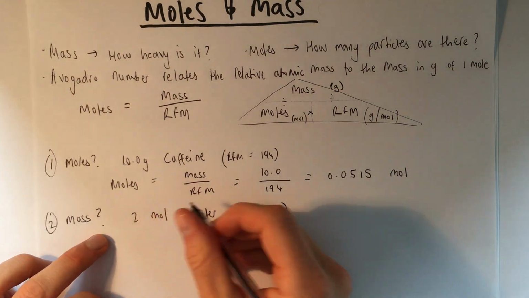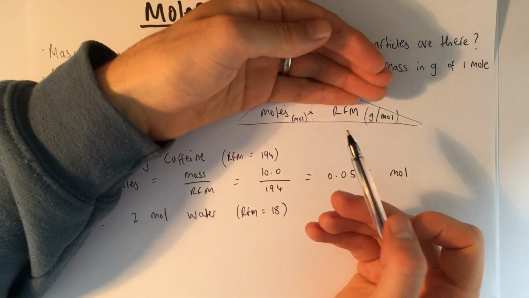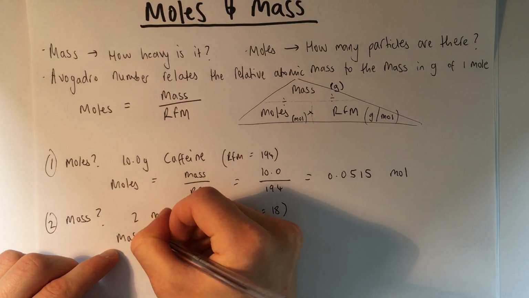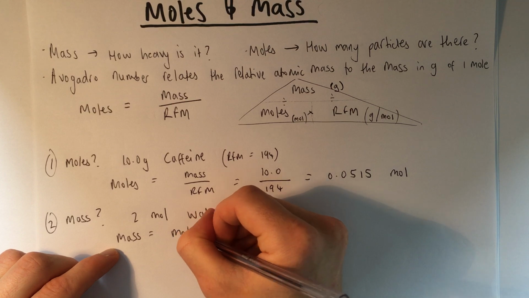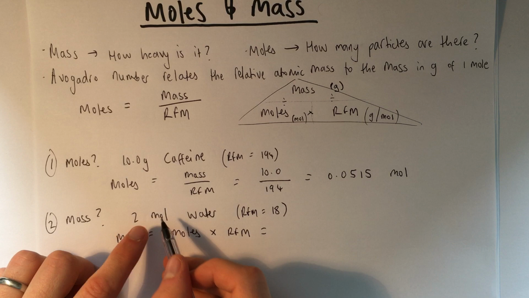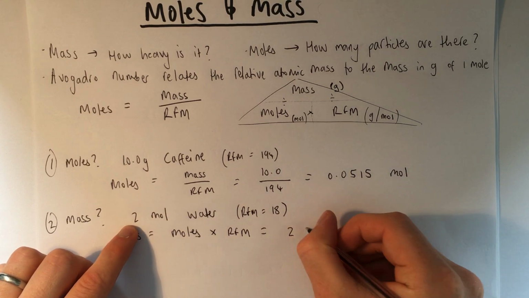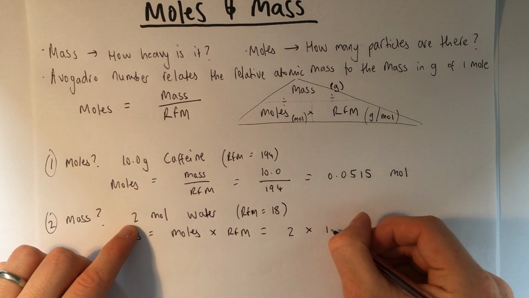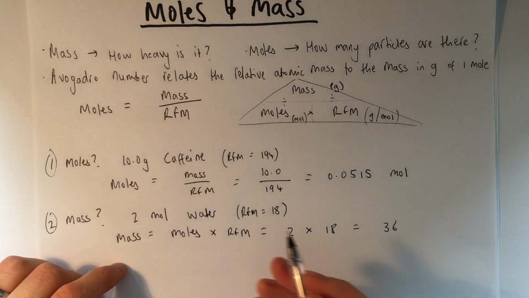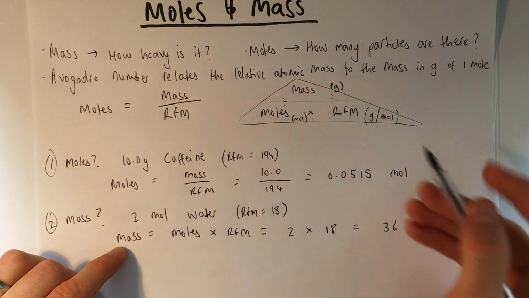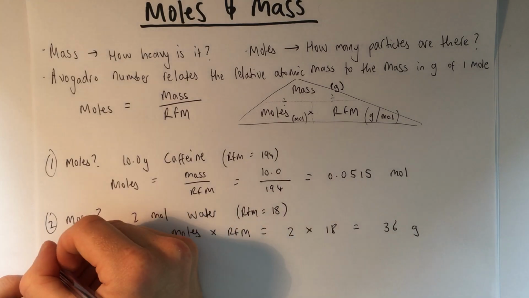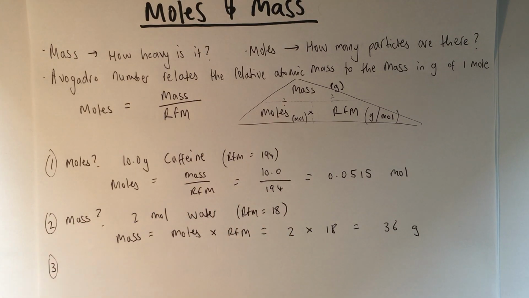Okay, let's go through. So this time, if I'm asked to work out the mass, I've got to do moles times relative formula mass. Then I put in my numbers. So number of moles is 2. Relative formula mass is 18. I put my answer, which is 36 in this case, and then my units is mass, so the units is grams.